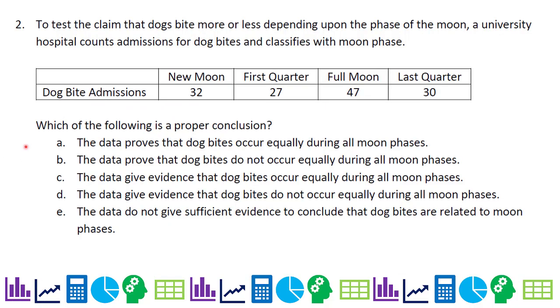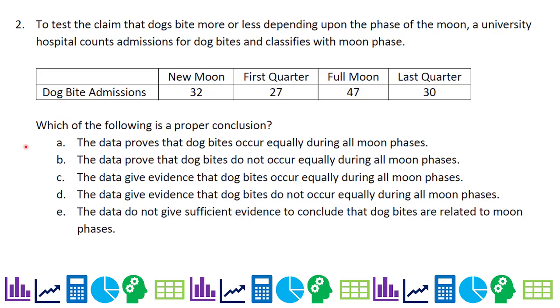Number 2, to test the claim that dogs bite more or less depending upon the phase of the moon, a university hospital counts admissions for dog bites and classifies with moon phase. So you can see there are 32 for the new moon, 27 for the first quarter, 47 for the full moon, and 30 for the last quarter. Which of the following is a proper conclusion? So they're talking about the data.